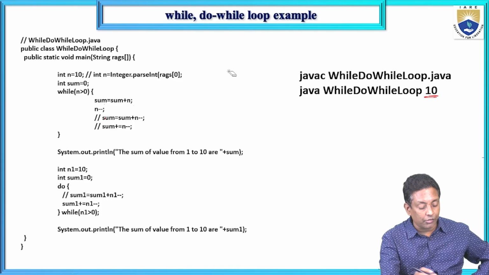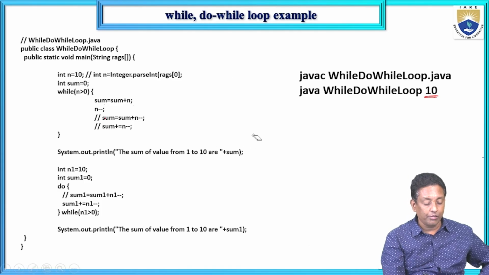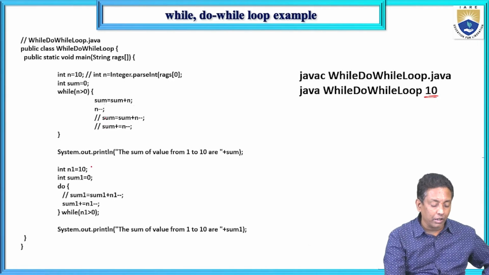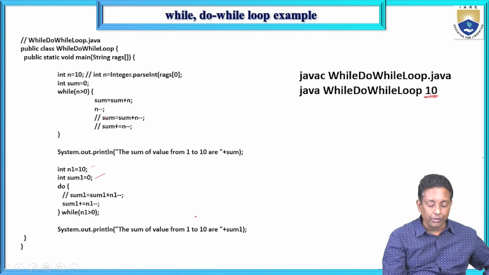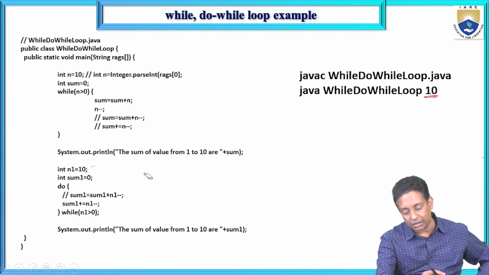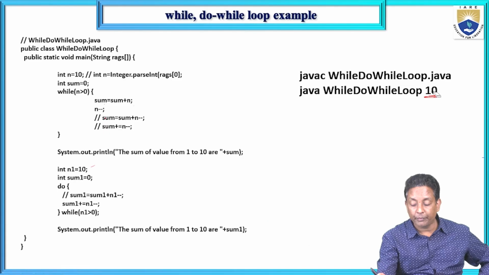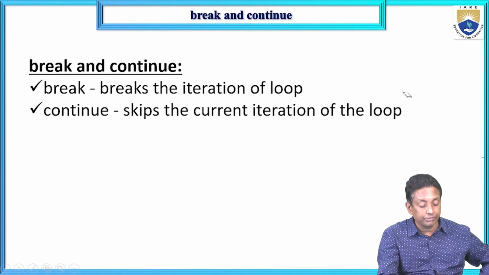So this is how a while loop works: print the values 1 to 10 and their sum. I did the same thing with a do while loop also. int n1 = 10, sum1 = 0; do { sum1 += n1; n1--; } while (n1 > 0). So the loop will automatically iterate 10 times, and the sum of the 10 values will be printed finally here. This is how you compile the program and this is how you run the program.